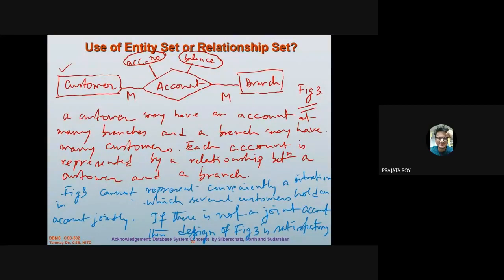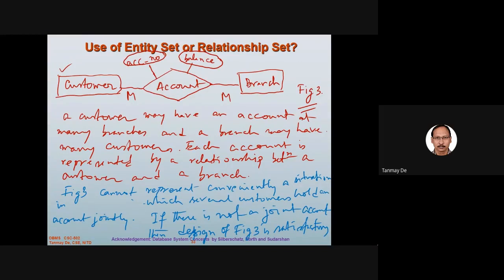Sir, why can't a customer hold a joint account in this ER diagram, sir? Because many customers are holding one account in one branch. Many to one, right? No, please see here carefully. How can we say that this account is actually held by many customers?